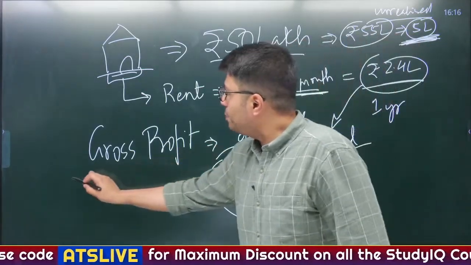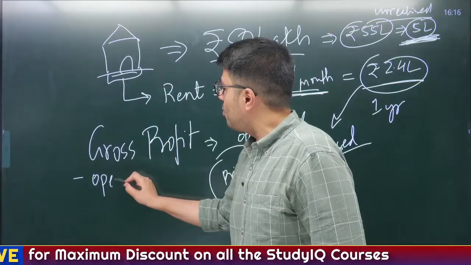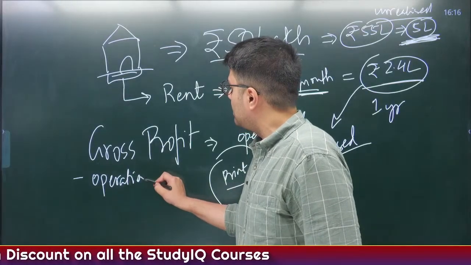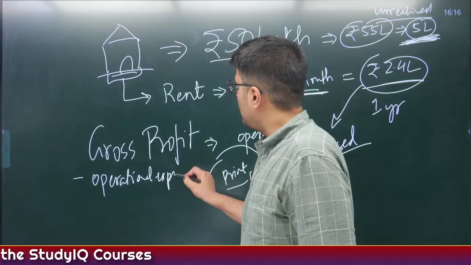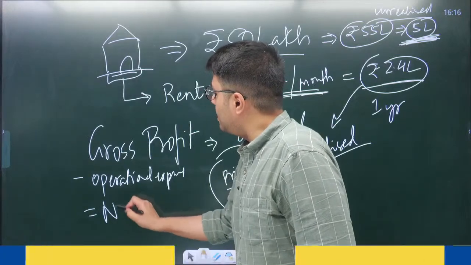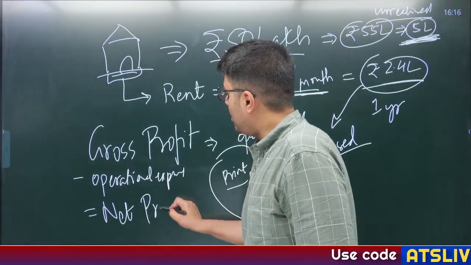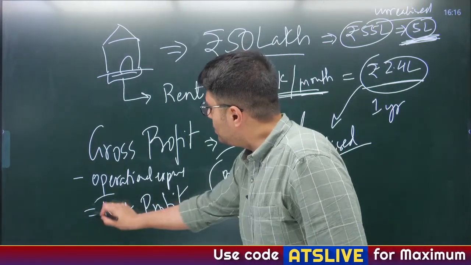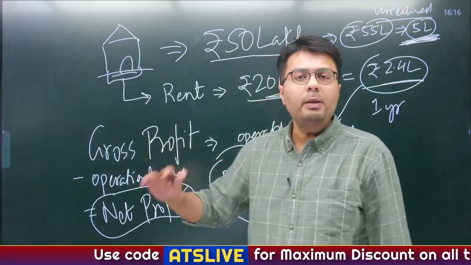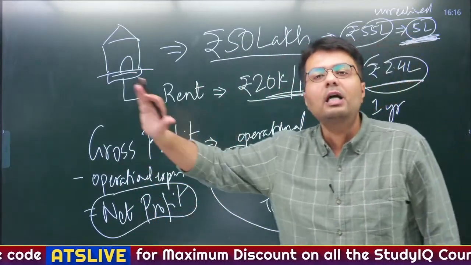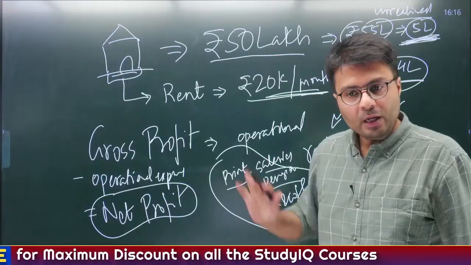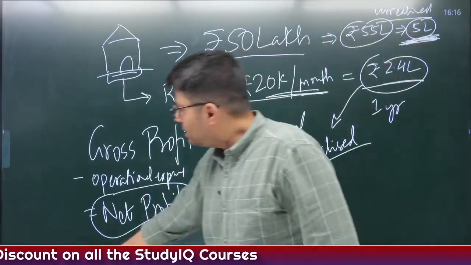So from gross profit, RBI subtracts operational expenses, and it arrives at what is called net profit. Right? So this net profit is what is subject to being given to the government, and this is also what is subject to being transferred in the form of risk provisioning. Understood? So this is the difference.